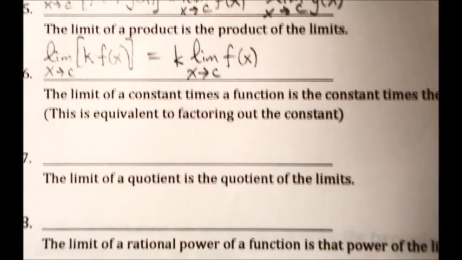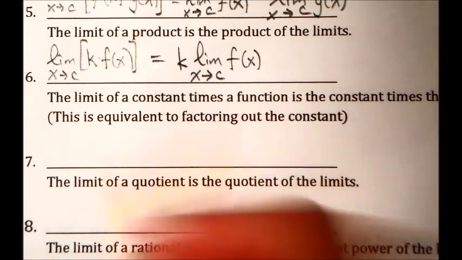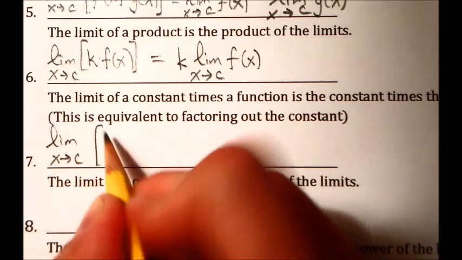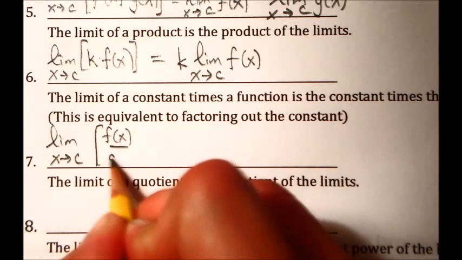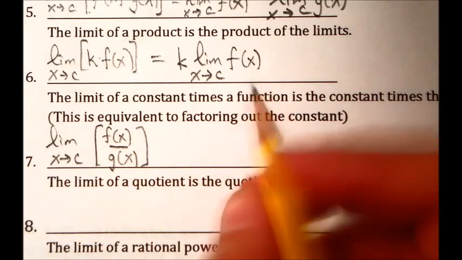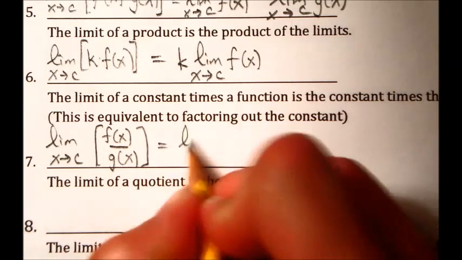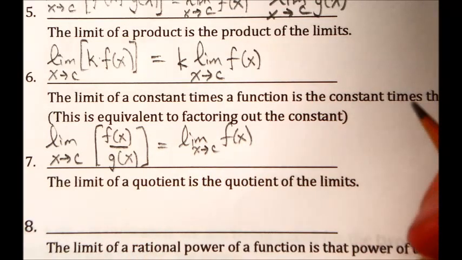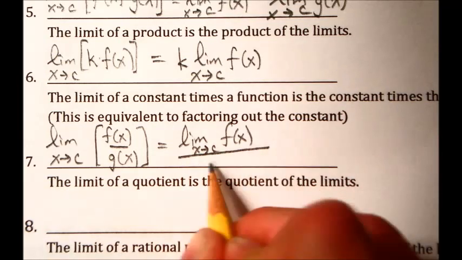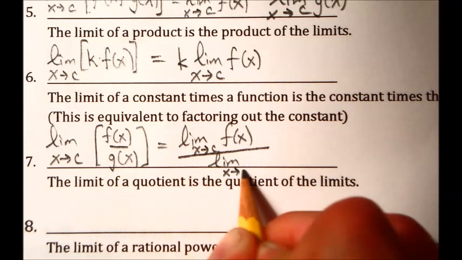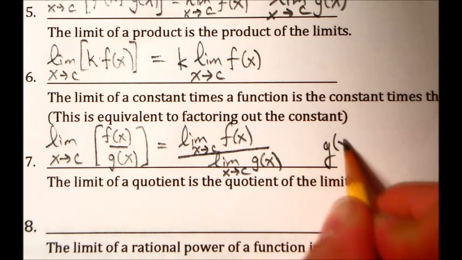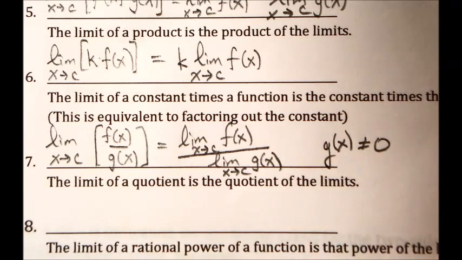Okay, the next one is the limit of a quotient is the quotient of limits. So this is just analogous to the one we did a minute ago with the product back on number 5. Now this of course assumes that g of x is not the zero function. Got to write a little bit smaller here. This would be the limit of f of x divided by the limit of g of x as x approaches c, and this of course requires that g of x is not the zero function.